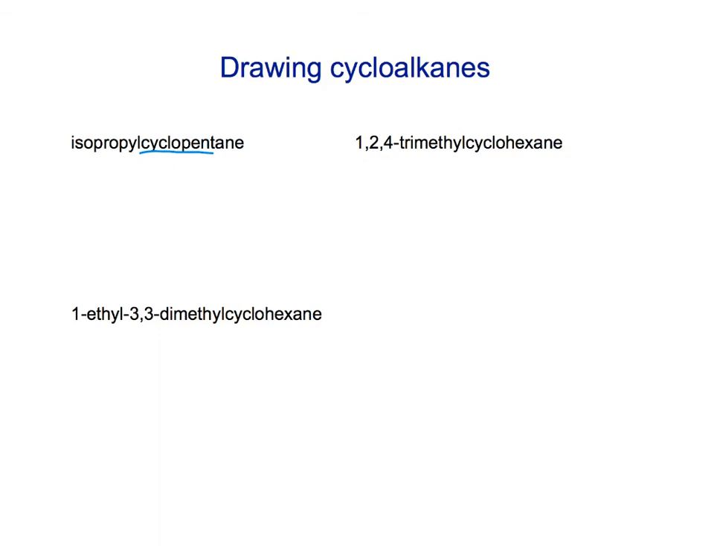Alright, let's draw a few structures based upon their names. This first one is similar to one we already did, so the parent is cyclopentane. So we just draw a cyclopentane, and we have an isopropyl group attached. Does it matter which position we put it at? No, we could put it at any of the positions. So I'm just going to choose it right down here because that position is automatically number 1.